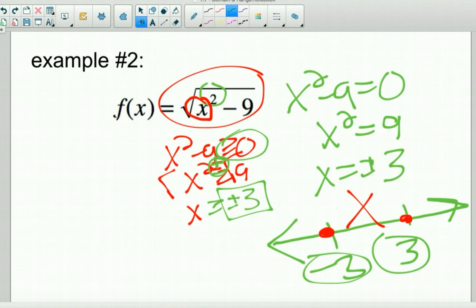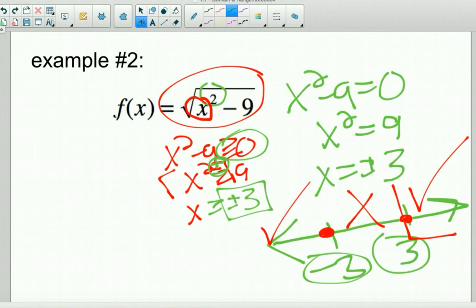And then try a number bigger than 3, like 5. 5 squared is 25, 25 minus 9. Okay, it's 16, which is actually a perfect square, but as long as it's positive, it's okay. So that would work. And a number less than negative 3, like negative 100, make it easy. Negative 100 squared is going to be something very big, minus 9. Still going to be positive, it works.